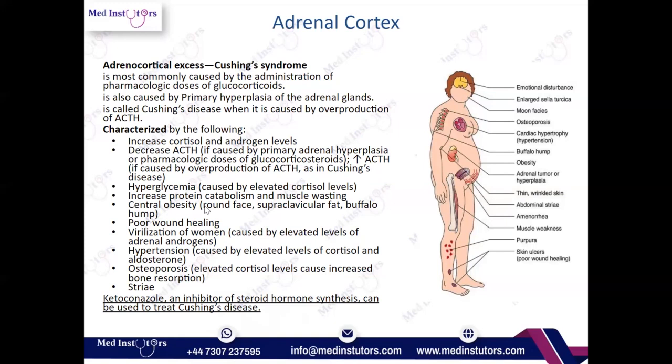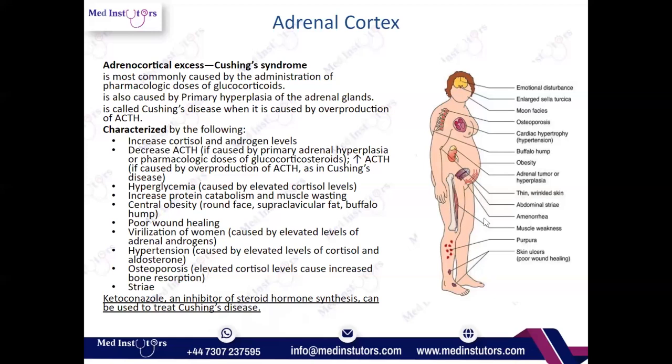Central obesity, because of the fat redistribution. Poor wound healing, virilization of women caused by elevated levels of androgen as well, hypertension, osteoporosis, elevated cortisol levels cause increased bone resorption, and striae on the tummy. Ketoconazole, an inhibitor of steroid hormone synthesis, can be used to treat Cushing disease.